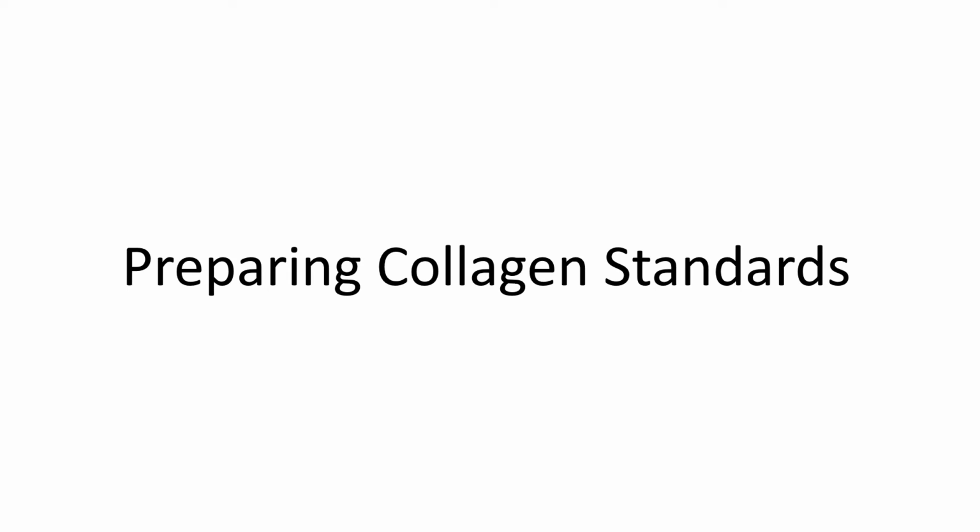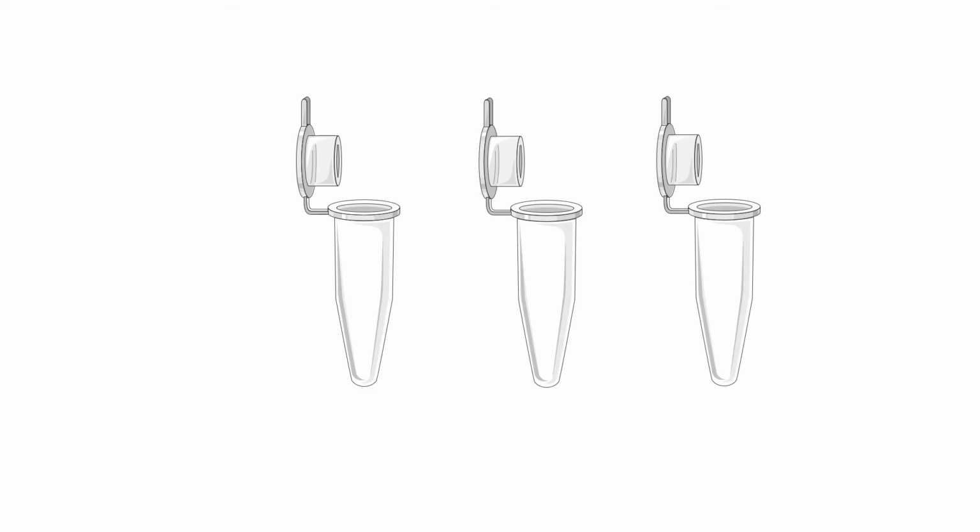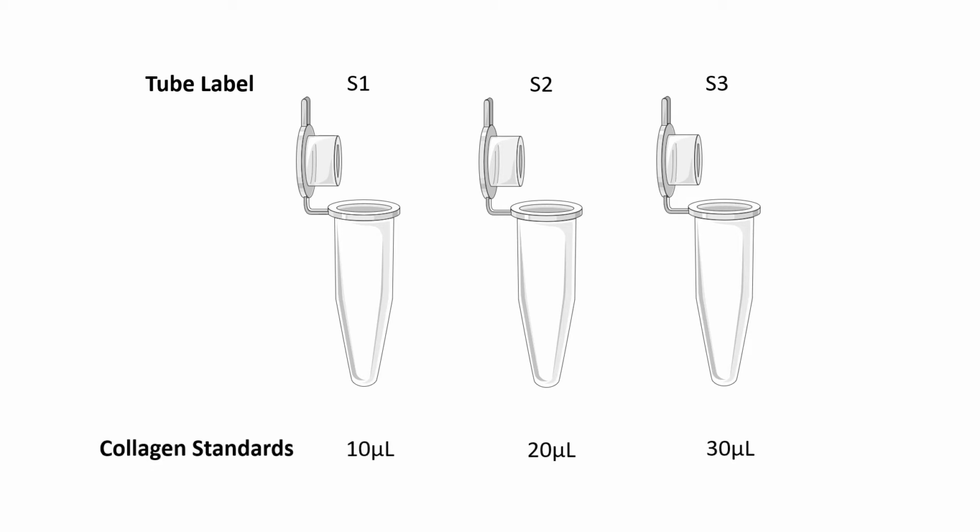So now we can go ahead and prepare our collagen standards. Here we have 3 empty Eppendorf tubes, and we're going to label them S1, S2, and S3, as you can see here. We're simply going to pour the following volumes of the collagen standard that came in the kit into S1, S2, and S3 respectively: 10, 20, and 30 microliters.